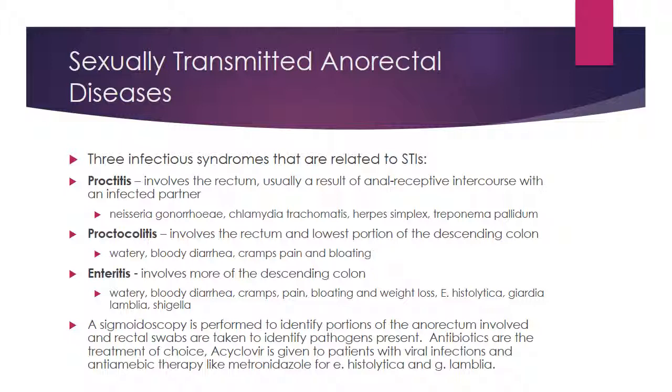Some symptoms that go along with those would be watery, bloody diarrhea, cramps, pain, bloating, and weight loss. To form a diagnosis, a sigmoidoscopy is most likely performed, and that would identify the portions of the anorectum involved. Then you can use rectal swabs to identify the pathogens. Depending on the type of pathogen, you'd use antibiotics or antivirals, or something like metronidazole.